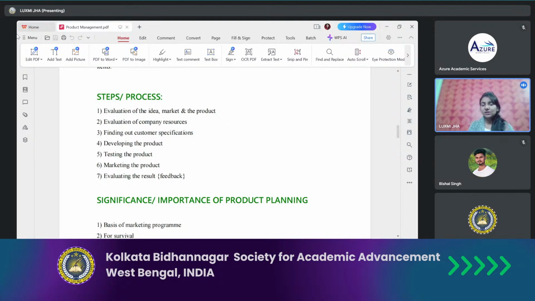So this is the first thing. The idea has to be generated, market evaluation or research has to be done about the product, and then accordingly the product should be launched.